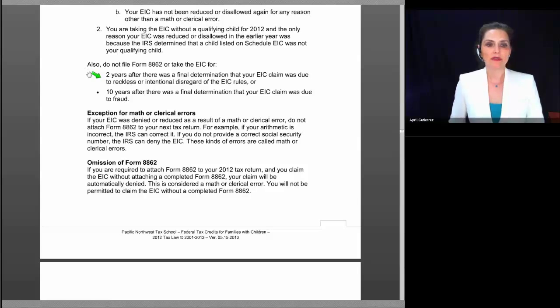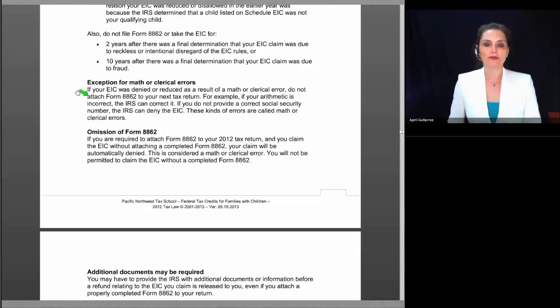Also, do not file Form 8862 or take earned income credit for 2 years after there was a final determination that your earned income credit claim was due to reckless or intentional disregard of the EIC rules, or 10 years after there was a final determination that your EIC claim was due to fraud. There is an exception to this rule for math or clerical errors, and I mentioned it a minute ago. If your EIC was denied or reduced as a result of a math or clerical error, do not attach Form 8862 to your tax return. For example, if your arithmetic is incorrect, the IRS can correct it.